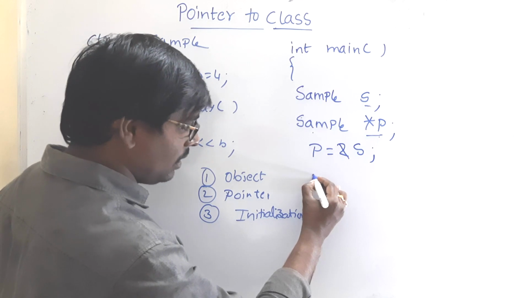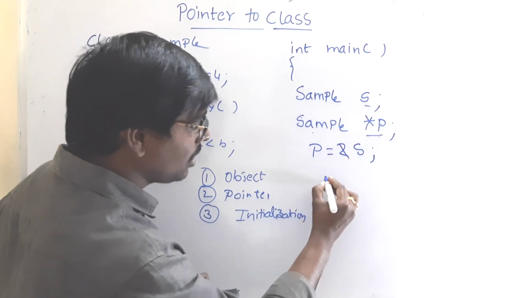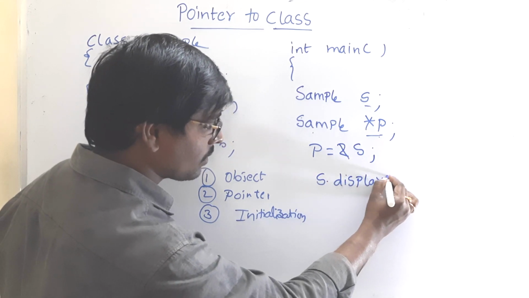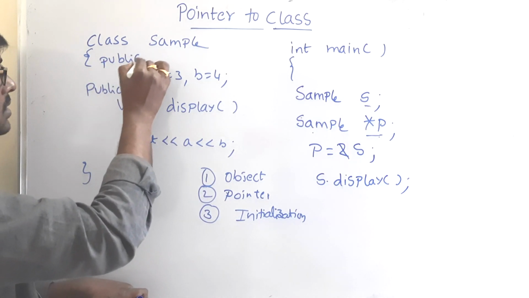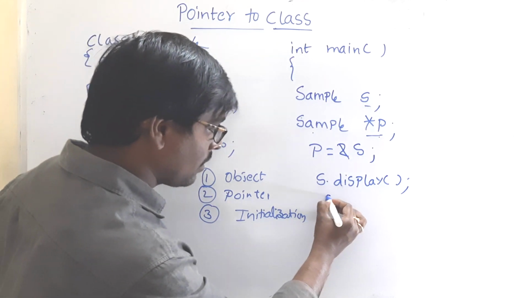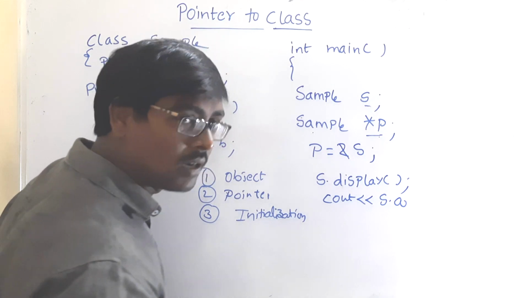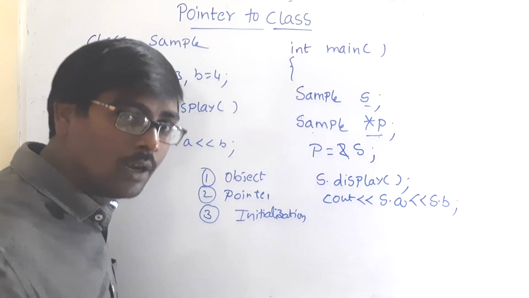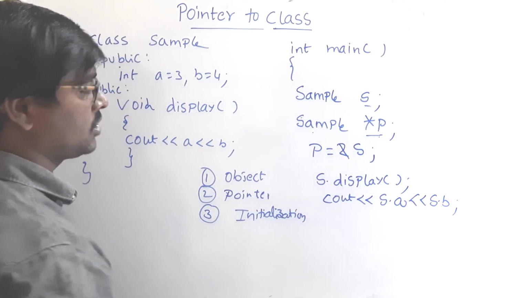Now you call. Actually, how are we calling? If you are using the object, we can call like this, s dot display. For example, these are also public members. Assume s dot display, we can call the display method, or with cout, if you want to print values, s dot a, s dot b. This is the way to call the members, that is the a, b data members and the member functions.